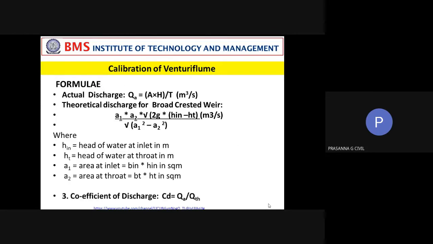Coming to the formulae that need to be used, the actual discharge, Q actual, is given as A into H by T, where A is the area of the collecting tank, H is the rise of water in the collecting tank, and T is the time taken for H meter rise of water in the collecting tank.